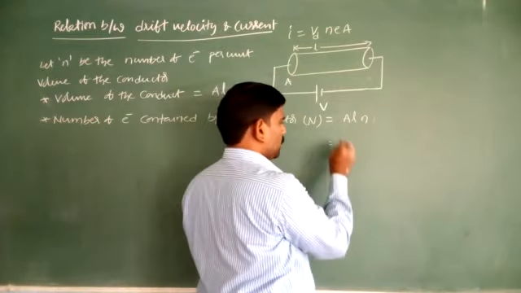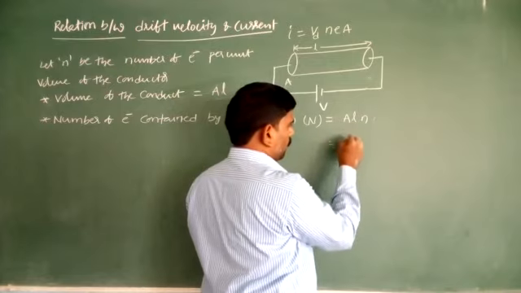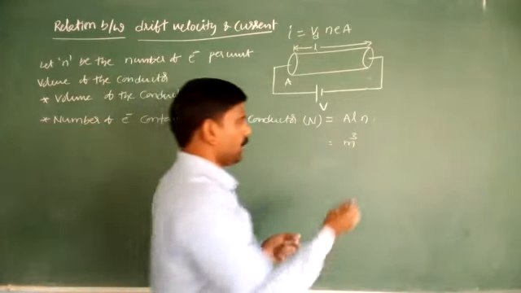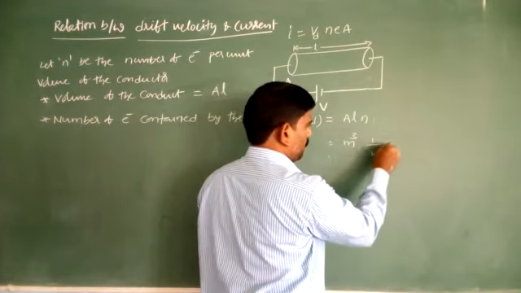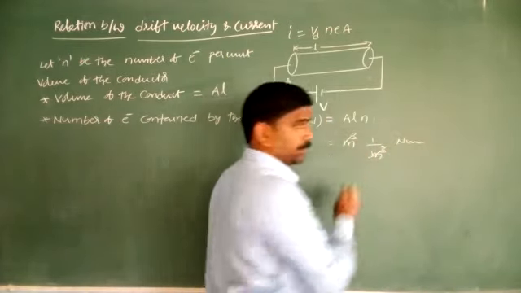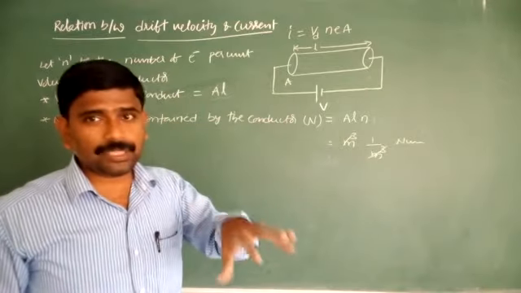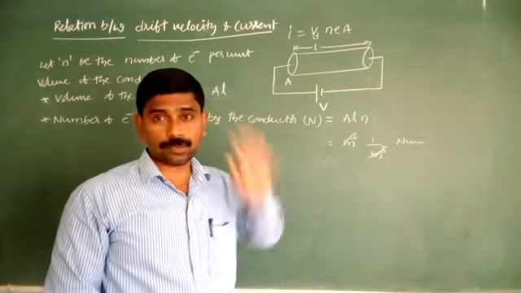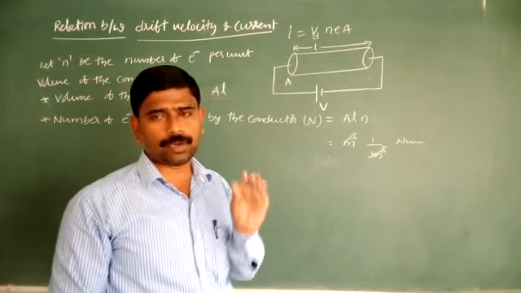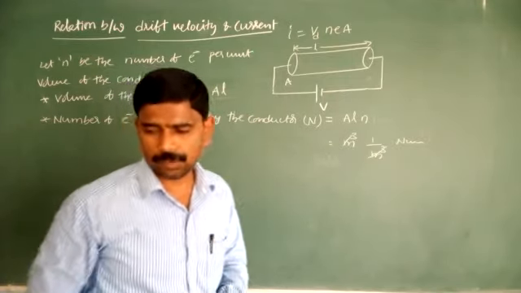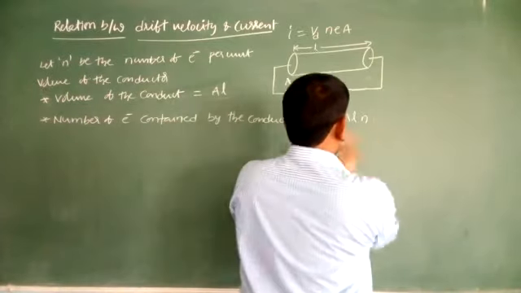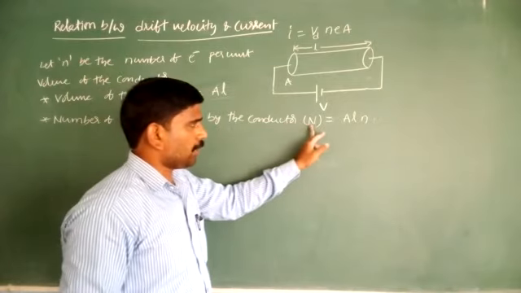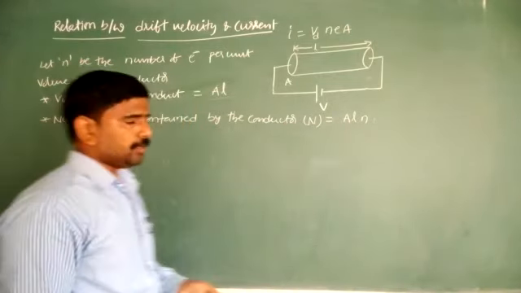Try to observe in terms of the units also. This is the volume; volume units are meter cube. Number of electrons per unit volume means 1 by meter cube. So it is a number only. There may be 20 electrons, 100 electrons, 1000 electrons, 10,000 electrons, whatever it may be. So the total number of electrons contained by the conductor, capital N, is equal to ALN.